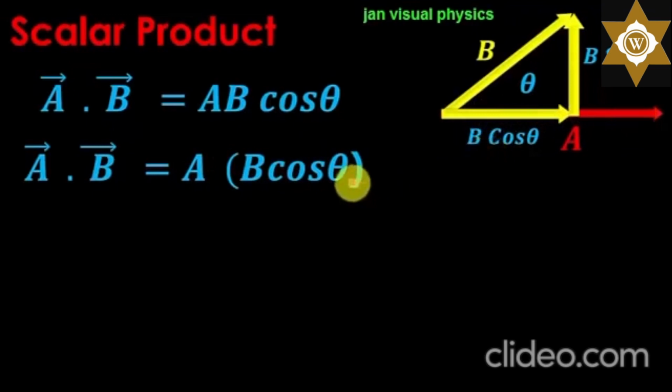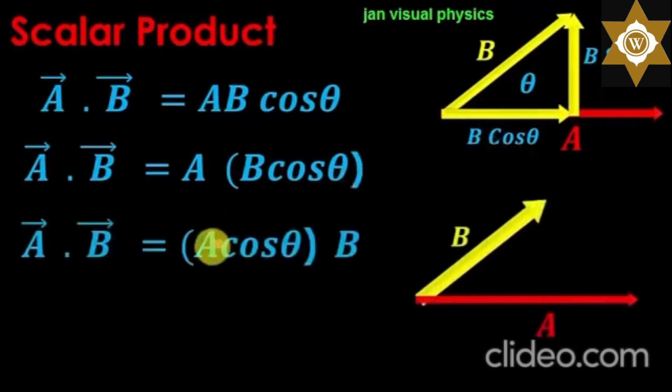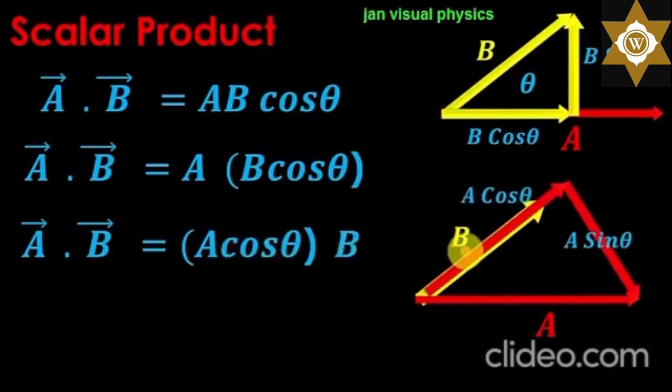We can also write the dot product of these two vectors as A dot B is equal to A cos theta into B. That is, we can multiply the magnitude of second vector with cos component of first vector. That is, we can say that A dot B is equal to the magnitude of second vector multiplied by the component of first vector which is in the direction of second vector. We get same answers from all these three equations. There is no difference. We can write the dot product in all these three forms.